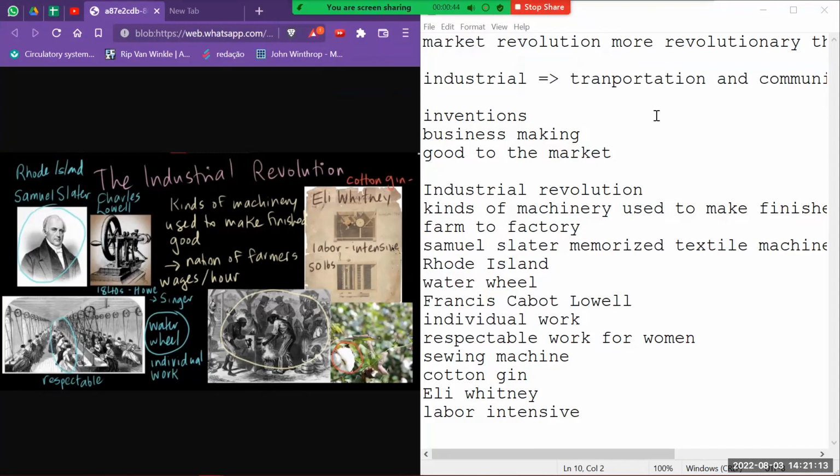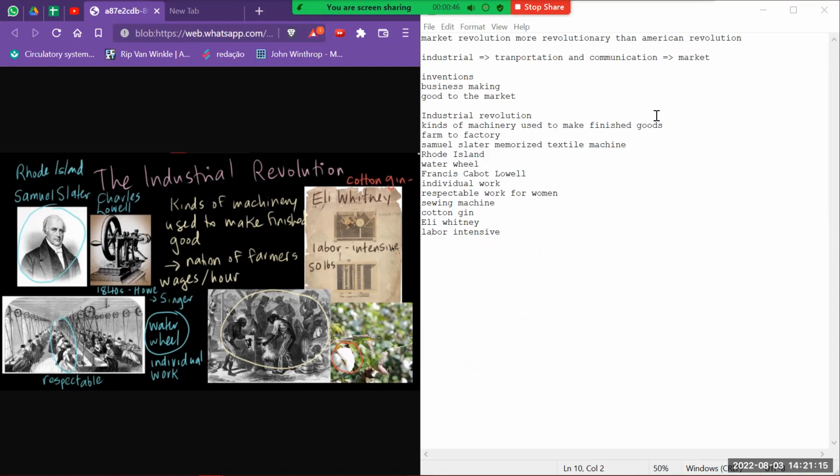The market revolution is said to be more revolutionary than the American Revolution. That's a very common question in the AP US History tests. So we have the Industrial Revolution and the Transportation and Communication Revolution, which together are considered the market revolution. It was marked by inventions, changes in business making, and changes in how people brought goods to the market.